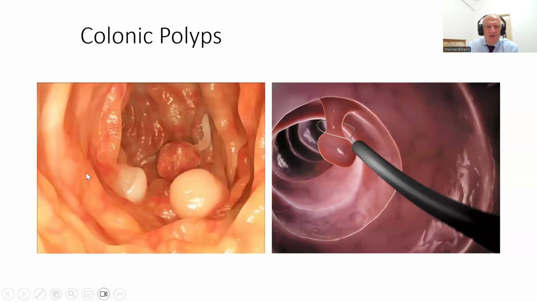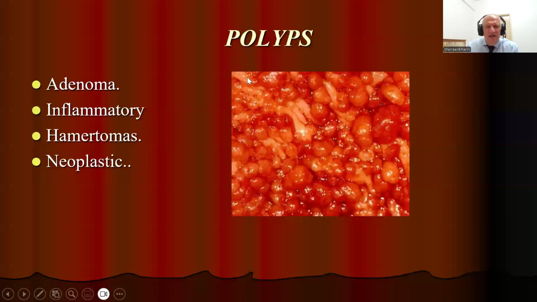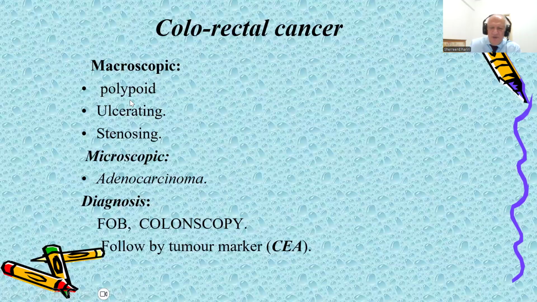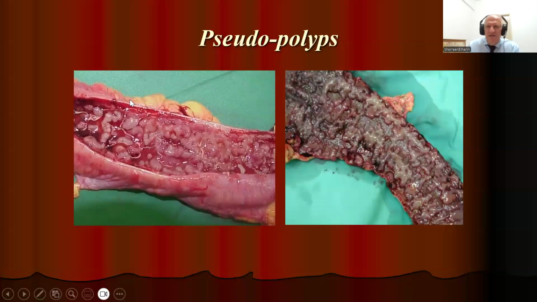All right, so we have a polyp like this, removed by snaring, and we have multiple polyps. These polyps can be adenomatous, can be hamartoma like Peutz-Jeghers, can turn malignant. Very rarely we have inflammatory, but it is a pseudopolyp like in ulcerative colitis. So this pseudopolyp of ulcerative colitis is not a true polyp. Ulcerative colitis, of course, is a pre-malignant condition.